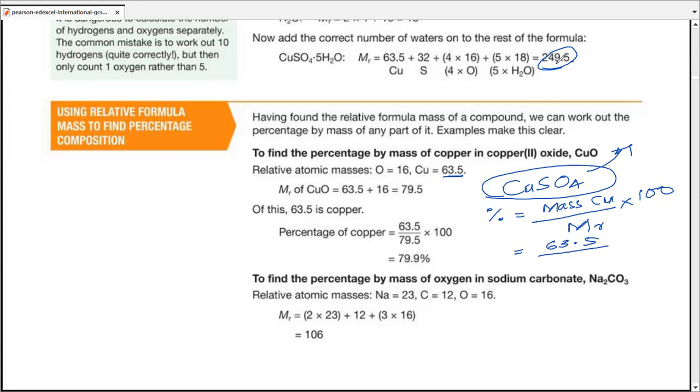Actually, no, this is not 249.5. We need to take this 90 out. Actually, that would be 149. No, 159.5, my bad. Okay, so that's 159.5 because I'm not including the water, and multiplied by 100. There you go. You'll get your answer.